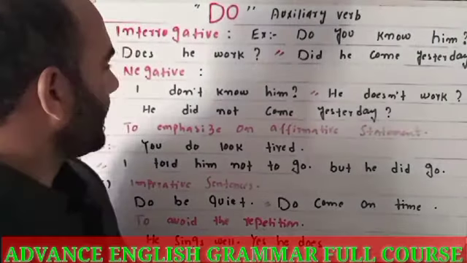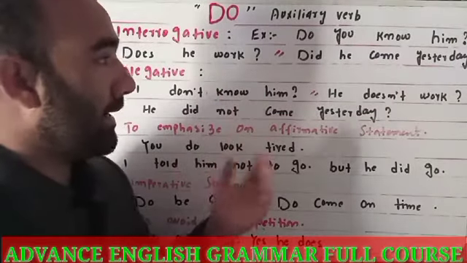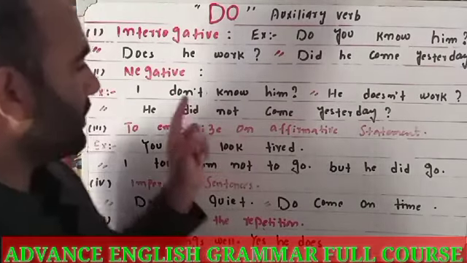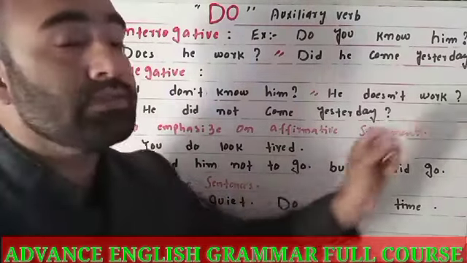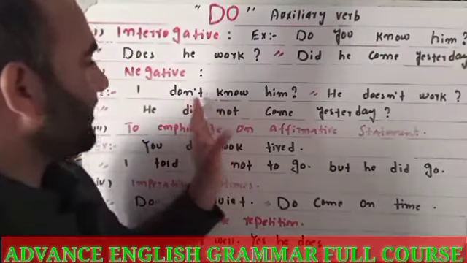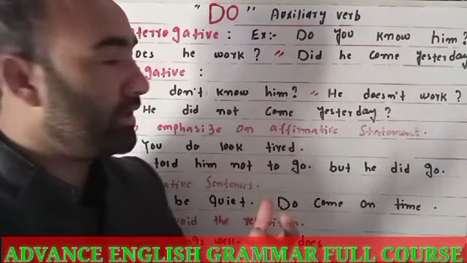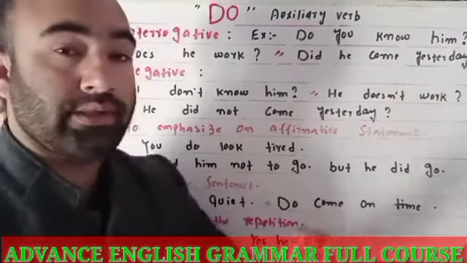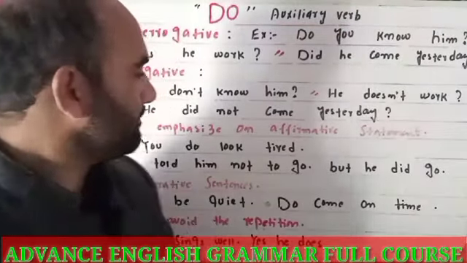Now let's look at how it is used in negative statements. I don't know him. I don't know him. We put don't here. He doesn't work. With the first person and second person pronouns, we use don't. With the third person pronouns, we use doesn't, right?